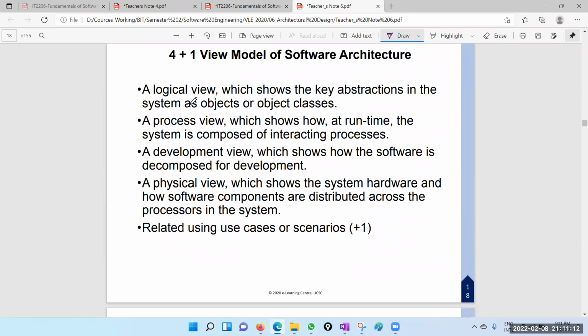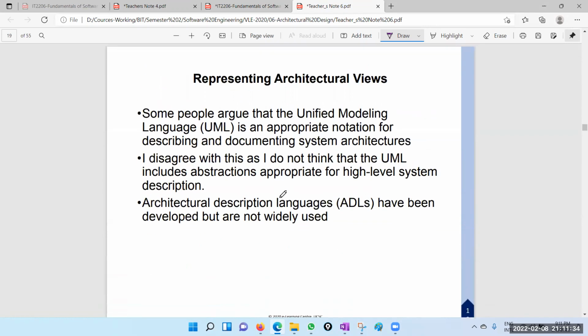The logical views, the key abstractions, the process views, how the business process is going to happen, the development views, right? How the software is decomposed for development, the physical views, system hardware and software related, technology related things, right? So likewise, we have to look at those things.